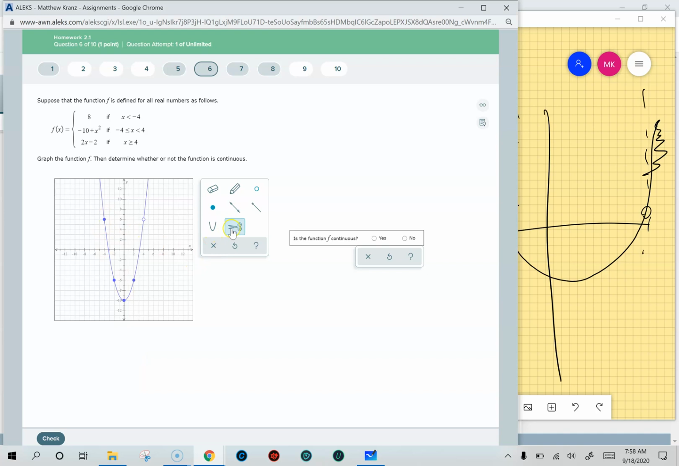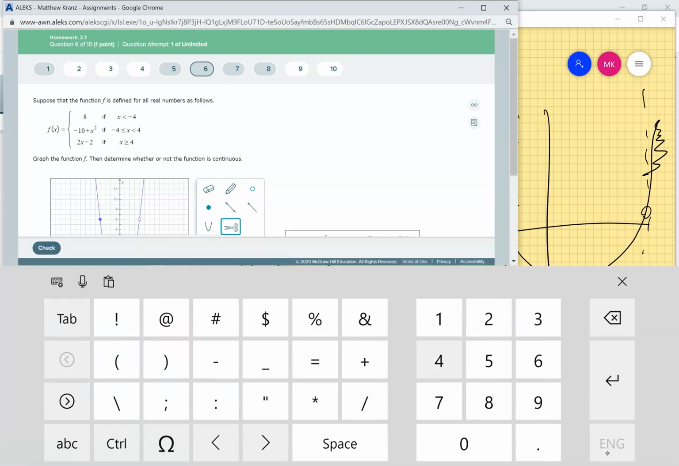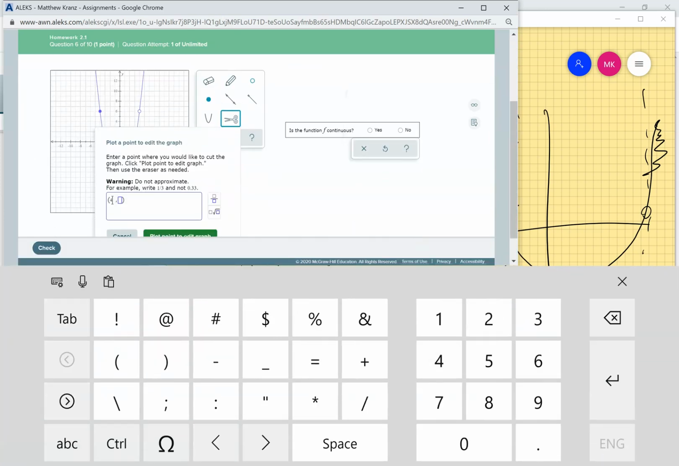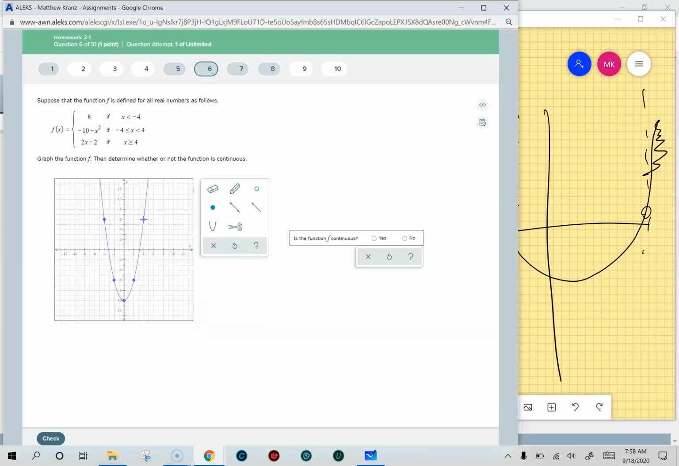So the way you do that is, you look at your point, and you see that's at 4, 6. So I'm going to hit the cutting tool, and I know that this has to end at 4, 6. So I'm going to type in a 4, and then I'm going to type in a 6, and hit plot point to edit graph. I click that, and there is my 4, 6. So now I can go ahead with my eraser and just erase this portion, and that's gone.